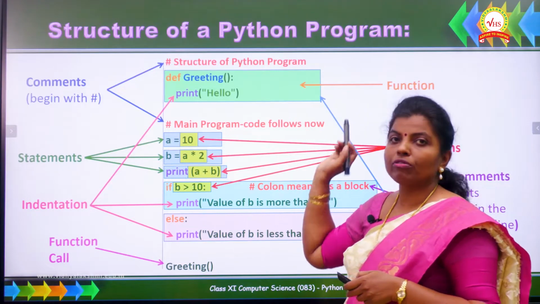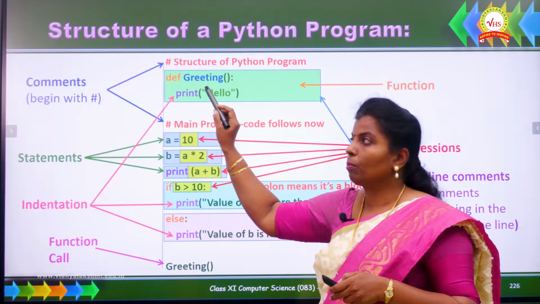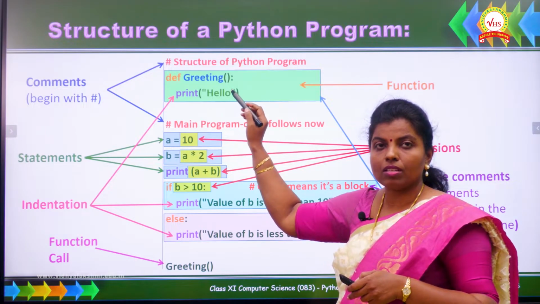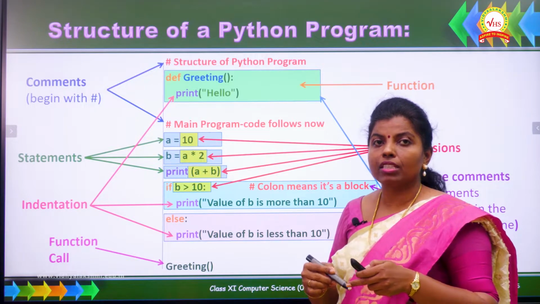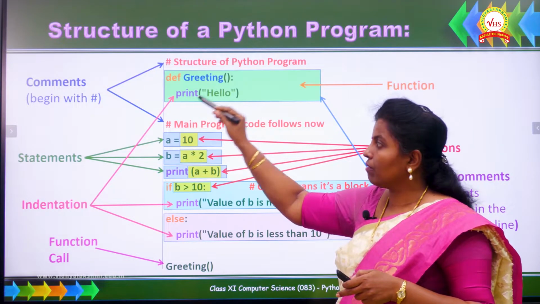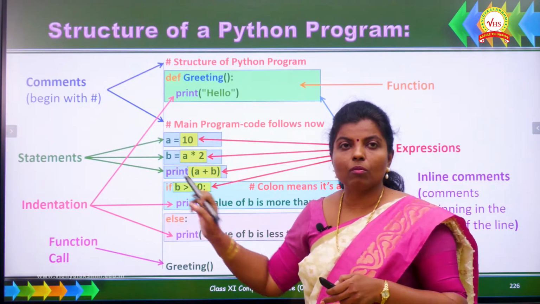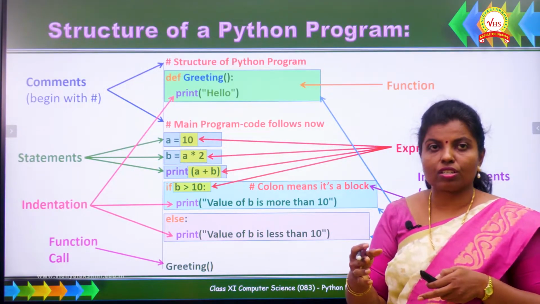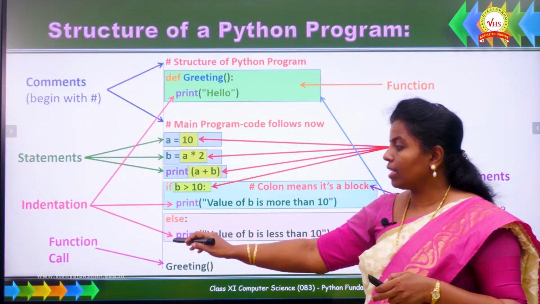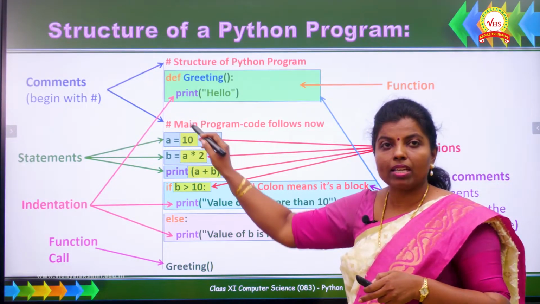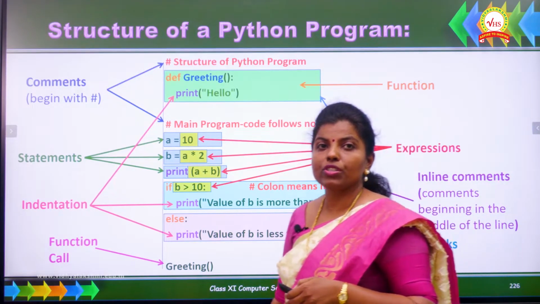Also we have learned about function. The function definition always starts with the keyword def followed by the name of the function and parentheses, and there will be a colon at the end. The statements that are part of this function will be indented. Okay. So we have learned about that, and we learned about statements. Statements are the instructions to the program. And also we have learned about indentation. The spaces in the beginning are referred to as indentation, and also we have learned about function call.